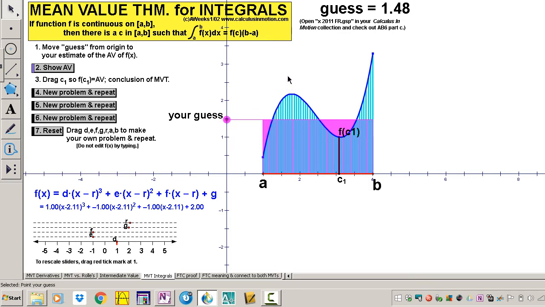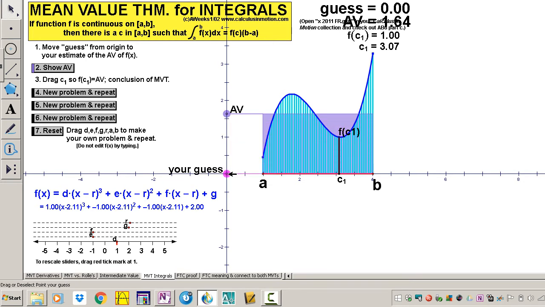So now let me go ahead and show you guys the true average value, and let's see if I'm correct. Here's the average value. It's going up and up and up, and I was just off by maybe, I don't know, 0.1 or 0.2 in my height. So this is my guess. My guess was 0.48, and the average value height should have been 1.64. So let me move this guess out of here.